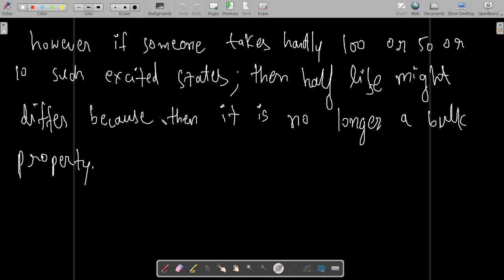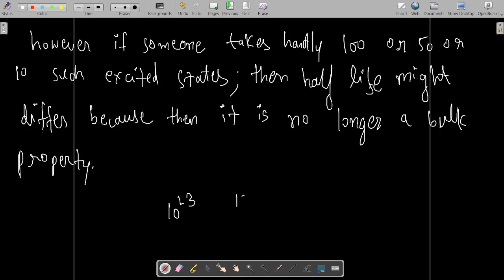You have already learnt in nano physics in your graduation that bulk properties are different and properties at nano scale are different. You have learnt this in nano physics.